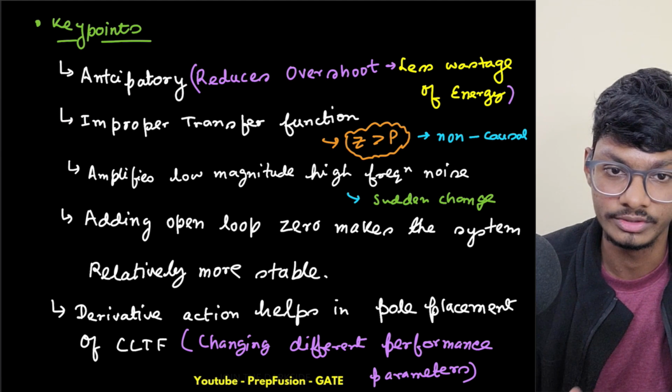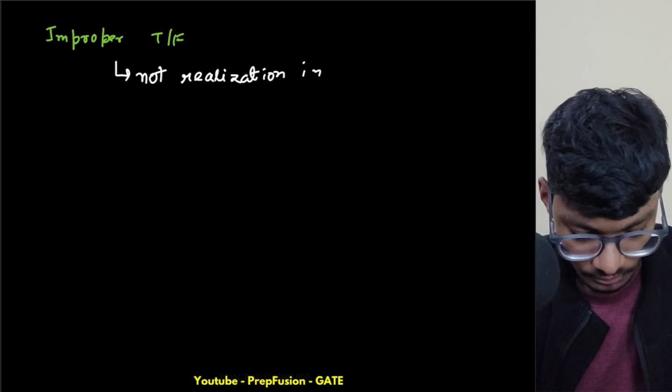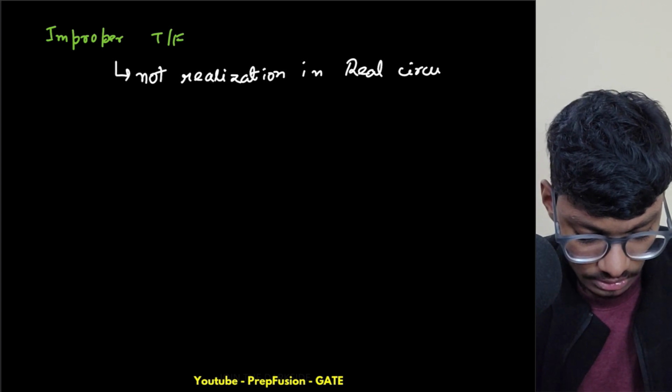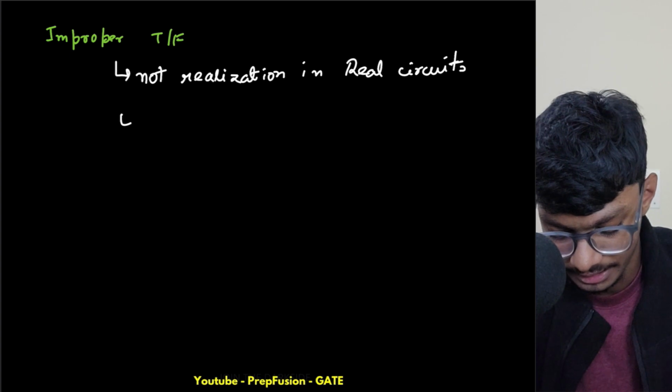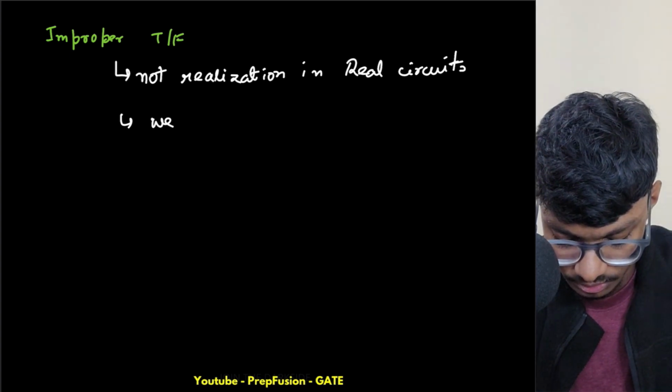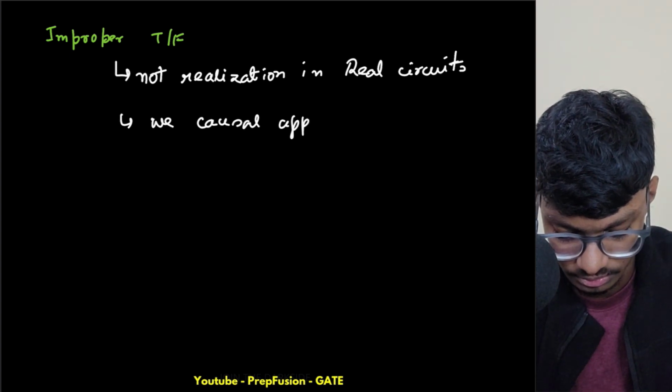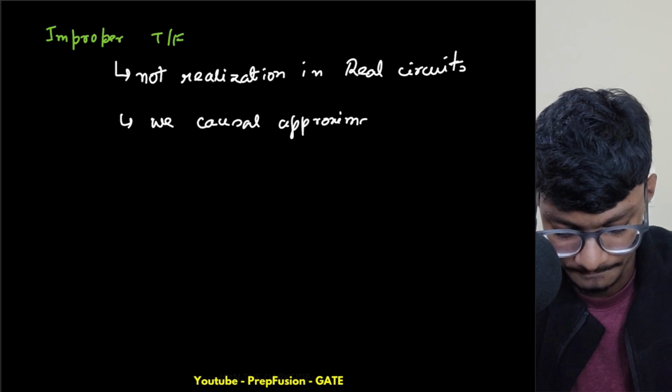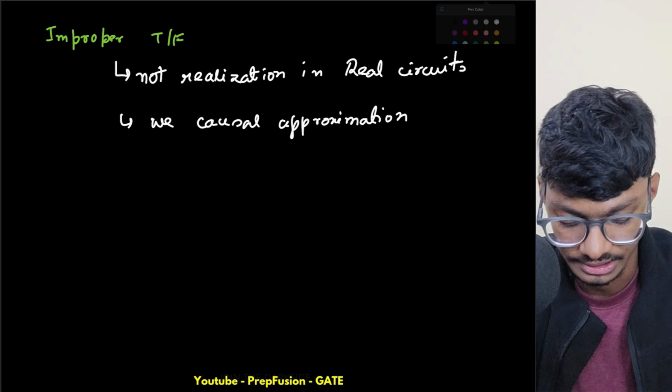So let's basically prove a few points. So first, what I want to prove is, as this is an improper transfer function, we can't realize it in real life, in real circuits. So what we do is we basically take the causal approximation of this, which is also known as a lead compensator, which we will obviously study in the next lecture.